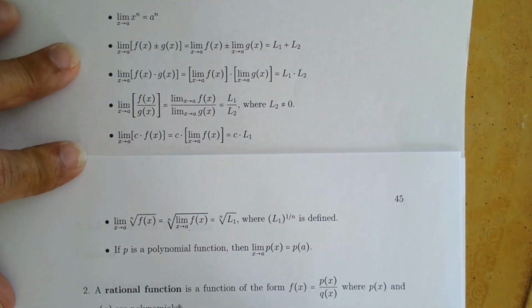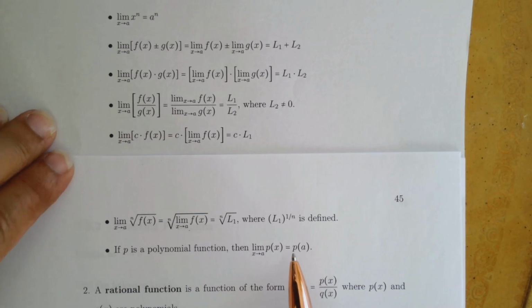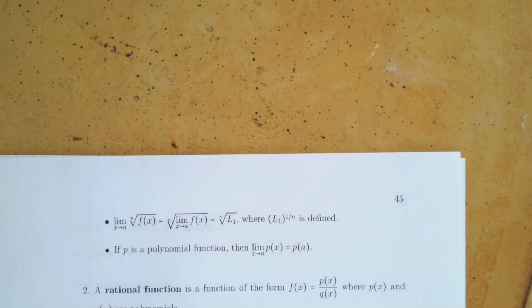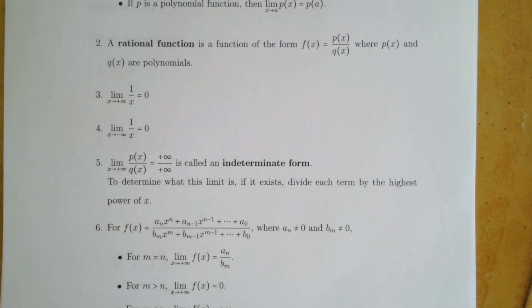And then the last bullet on this one, number 1, says if p is a polynomial function, then the limit as x approaches a of p of x is p of a. That's what we worked on last time. If you have a polynomial, you just plug in the value and work it out. That's what that says. We're going to plug in a for x. Okay? All right.